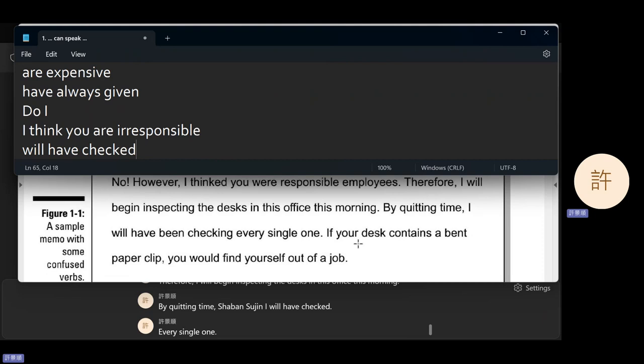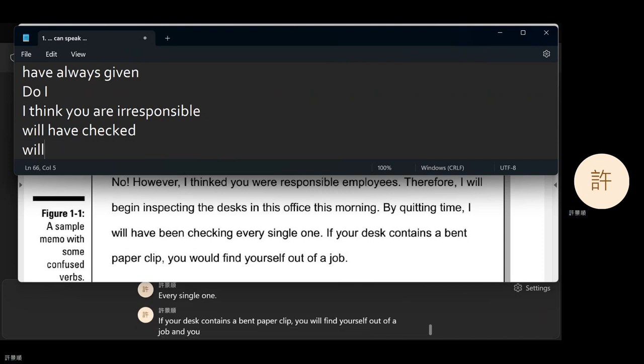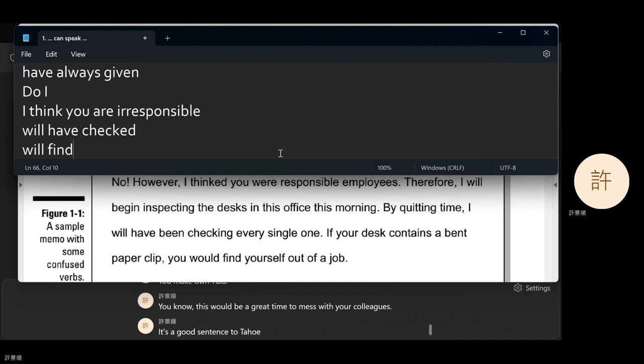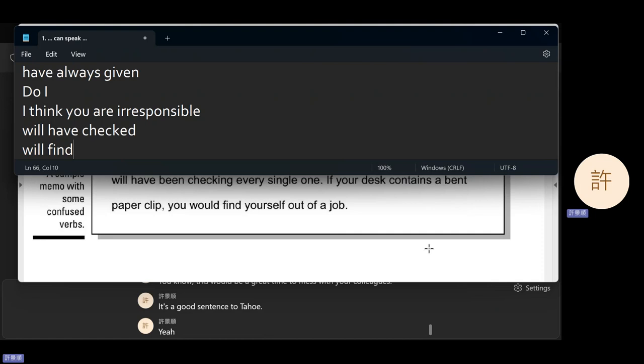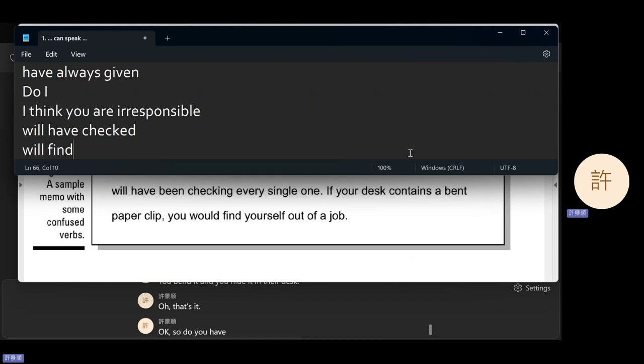If your desk contains a bent paper clip, you will find yourself out of a job. You know, this would be a great time to mess with your colleagues. Yeah, if you have an enemy, you take a paper clip, you bend it, and you hide it in their desk. Oh, that's it.